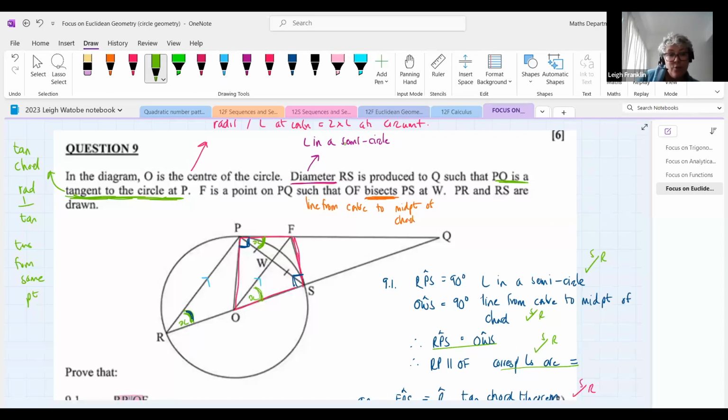If PQ is a tangent to the circle and OP is a radius, then angle OPQ has to be 90 because of radius perpendicular to tangent. We've also just proved that POSF is cyclic. Opposite angles of a cyclic quad add up to 180. So the opposite angle at FSO or OSF also has to be 90.